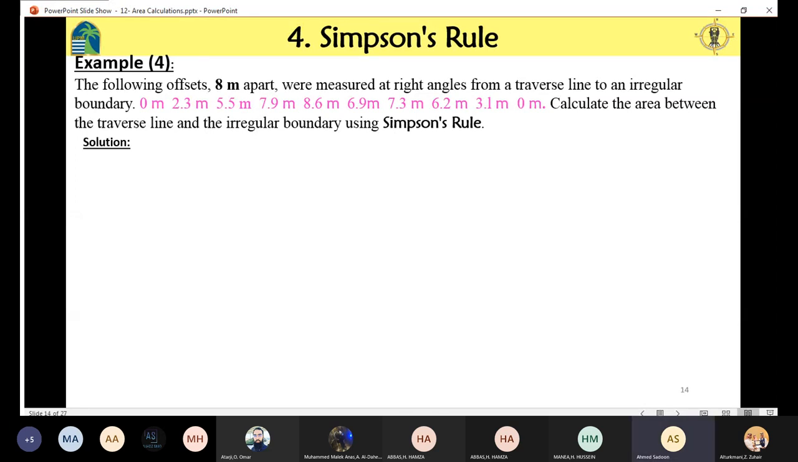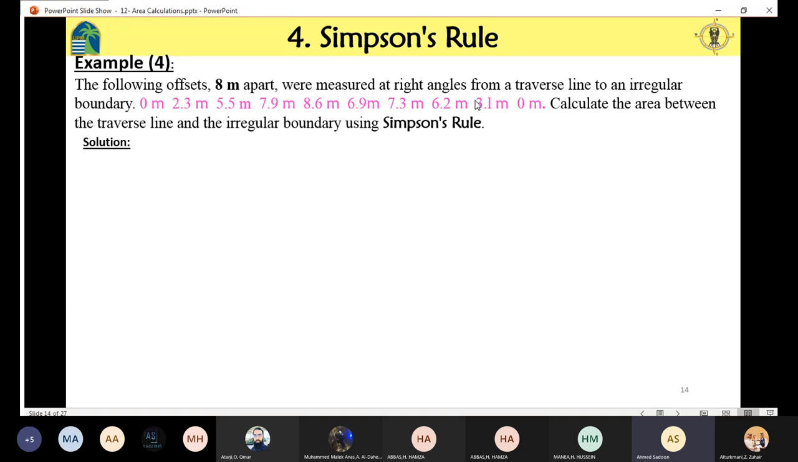Before using Simpson's rule, I need to count the number of offsets, because we have a condition on Simpson's rule. In order to use it, the number of offsets should be odd. So here I'm going to count: 1, 2, 3, 4, 5, 6, 7, 8, 9, 10. So the number of offsets in this case is even, not odd. We have 10 offsets, so I need either to exclude this offset or that offset.